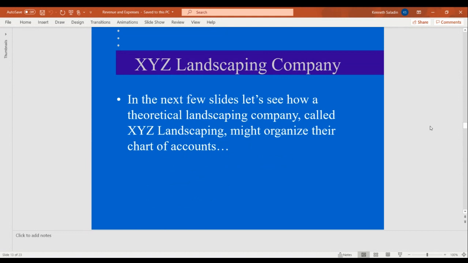Let's look at a hypothetical company called the XYZ Landscaping Company, and we'll see how they might organize what's called their chart of accounts. Every business is going to have a chart of accounts, and every business will assign a numerical code to each income, revenue, expense category that they have. And the chart of accounts will vary from organization to organization.